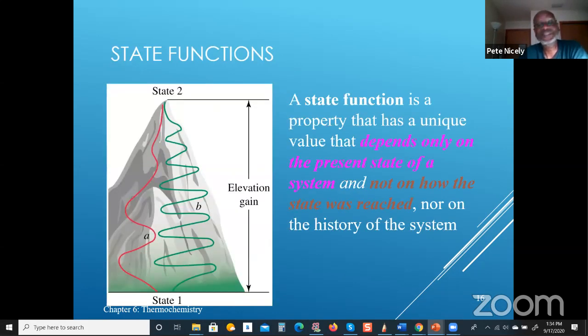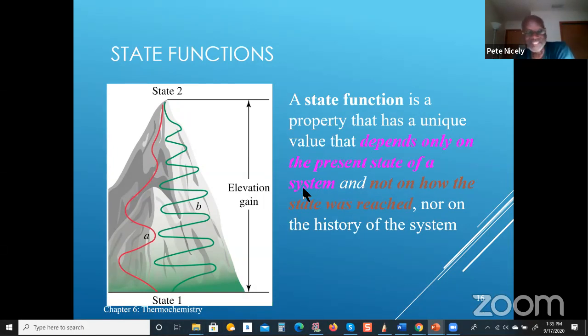Which brings us to another term which I need to introduce to you, and this is called state function. A state function is a property that has a unique value that depends only on the present state of the system and not on how the system or the state was reached, nor on the history of the system, all right? So we're going to learn about different state functions. One of them we have actually met before, which is the internal energy, right?